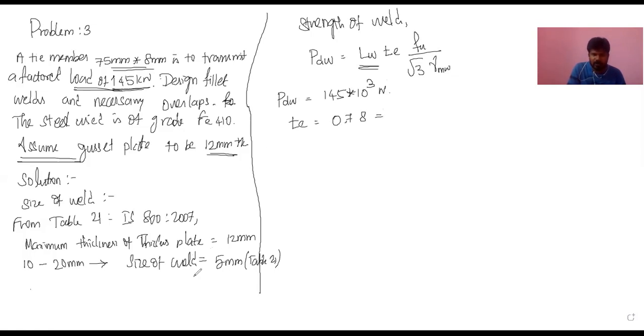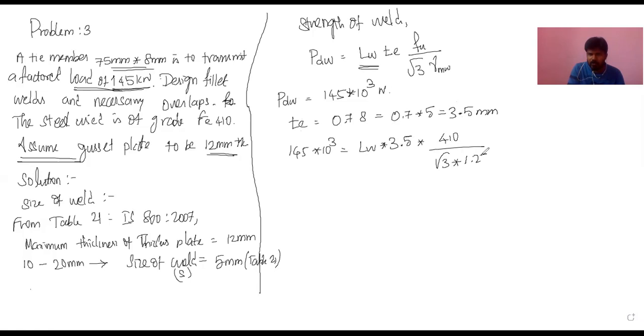The effective throat thickness TE is equal to 0.7 times the size of weld, as we know from IS 800. So 0.7 into 5 becomes 3.5 mm. Let us substitute this into the above equation: 145 into 10 cube is equal to LW into TE, which is 3.5 mm, into FU, 410, divided by root 3 into gamma MW, which is 1.25 from Table 5 of IS 800.